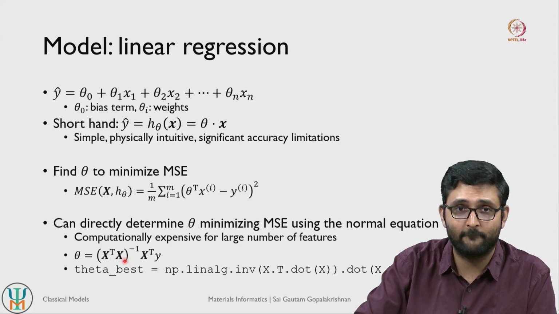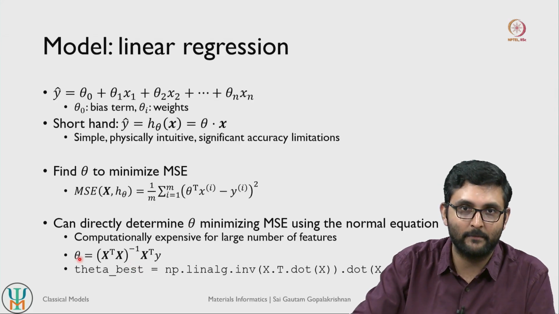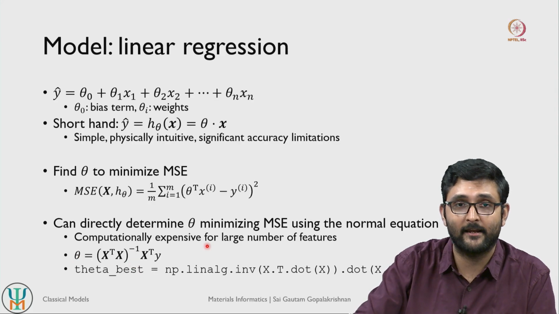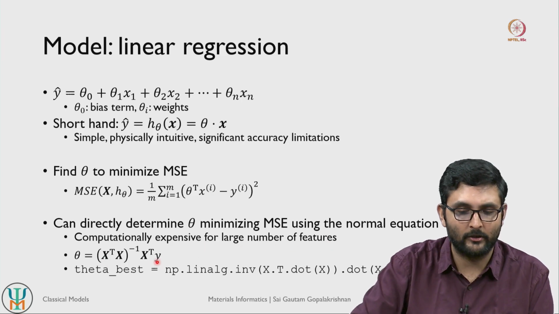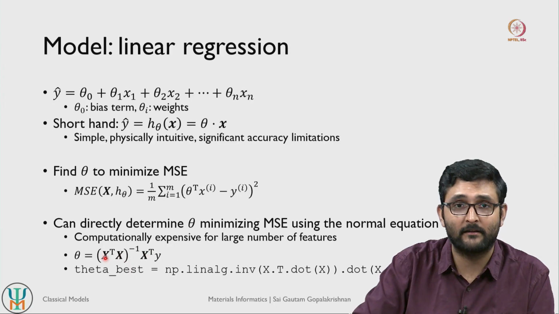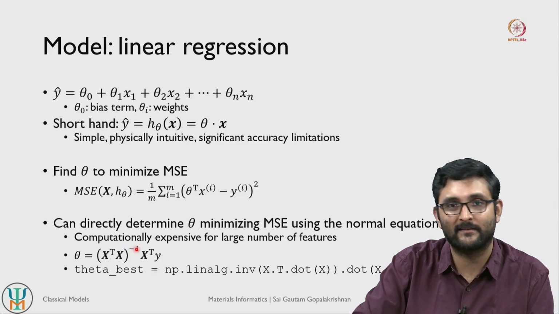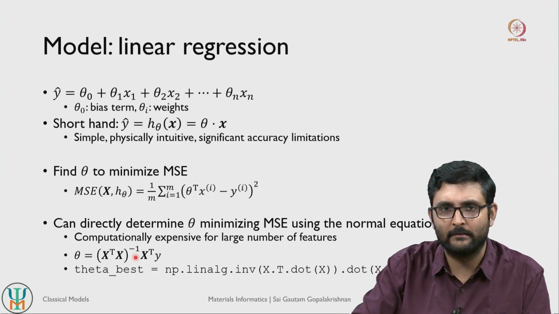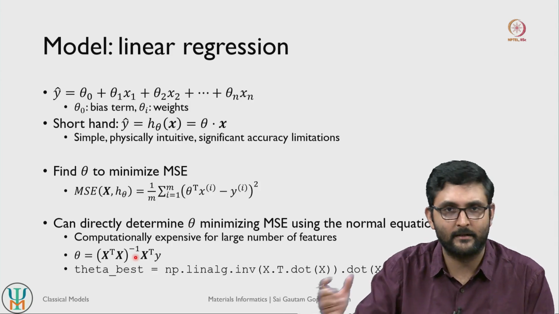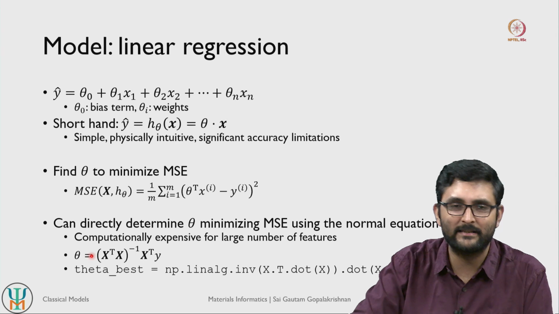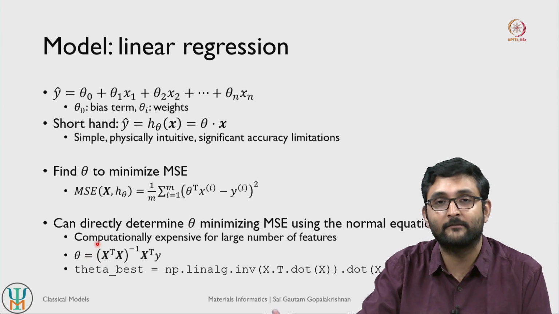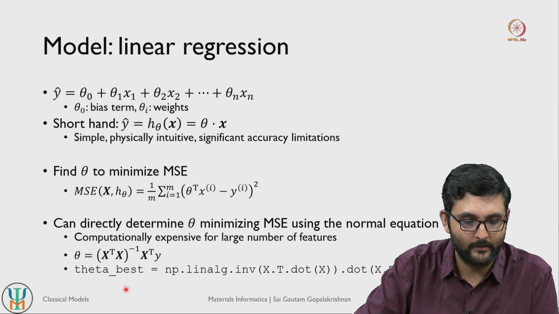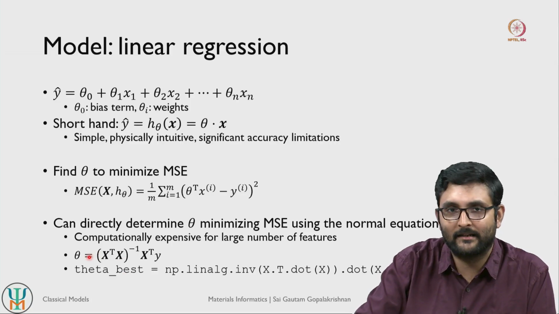But this process of finding theta that minimizes your mean squared error can be computationally very expensive if you have a large number of features, right. So if your x vectors are very large, then these matrix multiplications and the inversion take a lot of computing effort, right. So for smaller data sets this is okay, but for larger data sets or a larger number of features, in general this is not the best way of determining the ideal theta, right. But the good thing is you can directly determine theta as well.